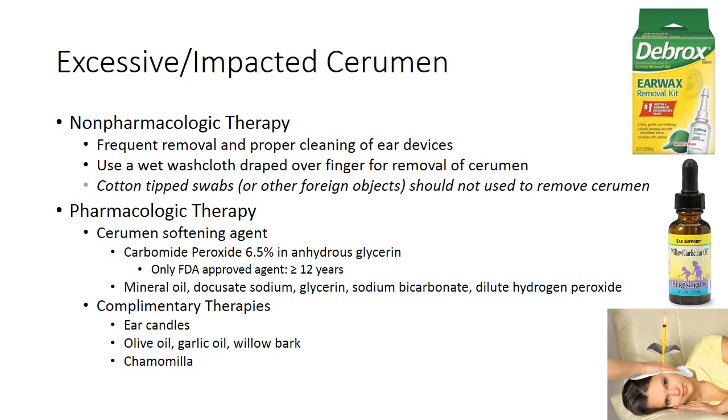There is one pharmacologic agent for removal of impacted cerumen. Carbamide peroxide 6.5% and anhydrous glycerin may be used in adults and children 12 years of age and older. There are other agents that have been used by physicians or by patients as inexpensive home remedies, such as mineral oil, but there is no data to support their efficacy. There are a few complementary therapies as well, but there are no studies on these products at all, so the safety and efficacy of the products for this purpose is unknown.